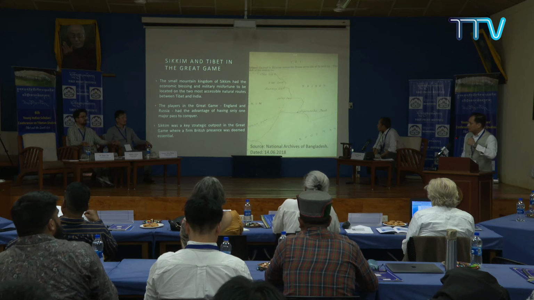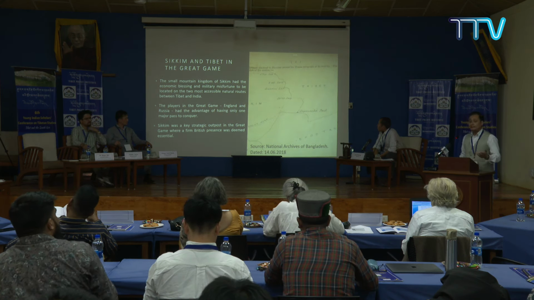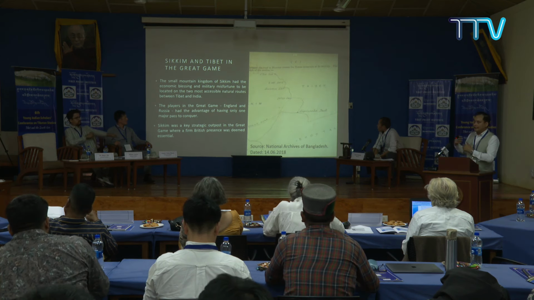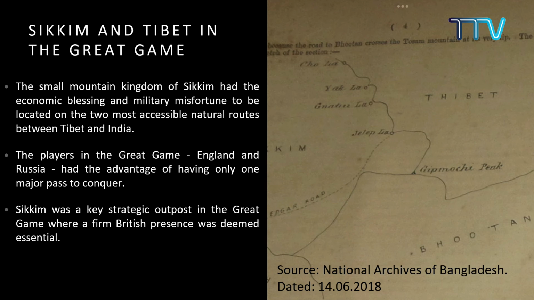So one factor that led up to the demarcation of the border between Sikkim and Tibet was the international factor, the great game, because Russia wanted to penetrate into India through the Sikkim-Tibet area. So it felt imperative for British India to draw a boundary line between Sikkim and Tibet to prevent Russian infiltration or Russian influence.